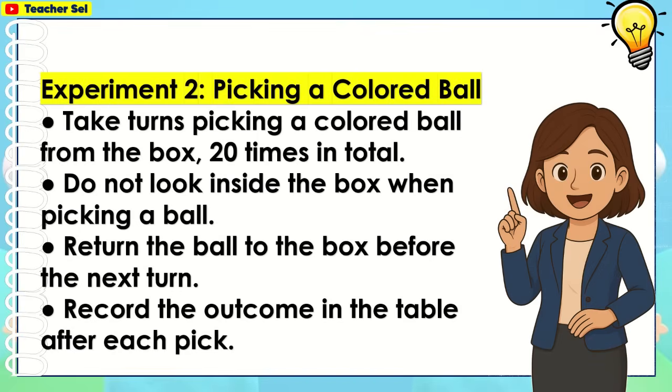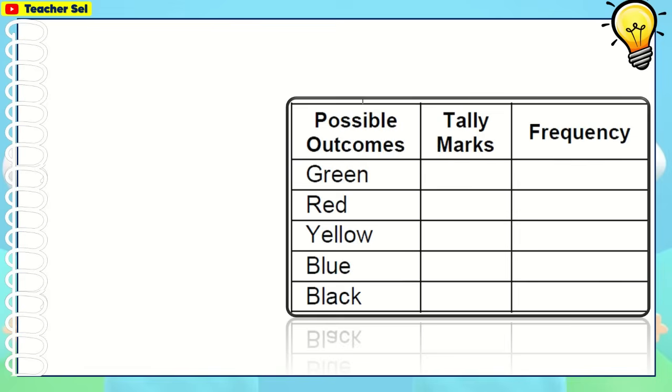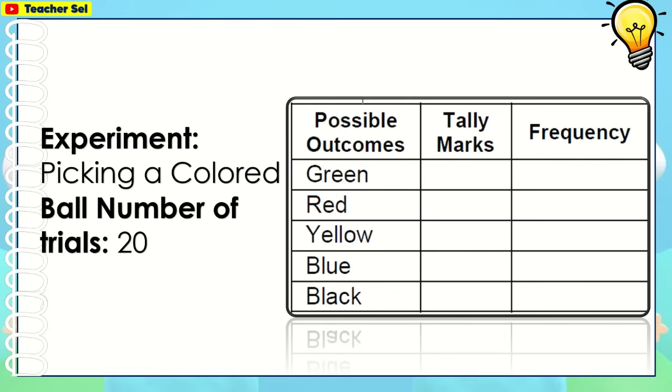Experiment 2. Picking a colored ball. Take turns picking a colored ball from the box, 20 times in total. Do not look inside the box when picking a ball. Return the ball to the box before the next turn. Record the outcome in the table after each pick. Experiment, picking a colored ball. Number of trials, 20.